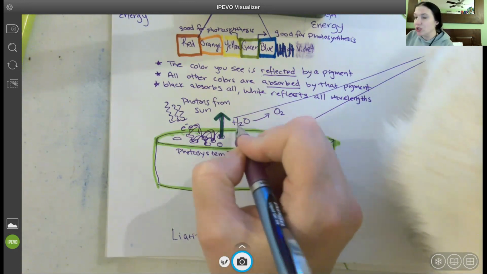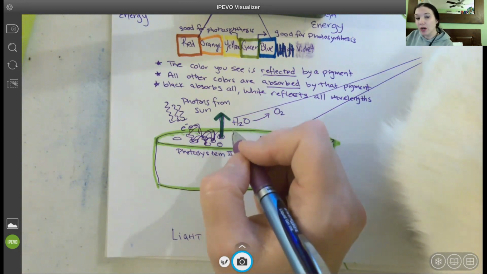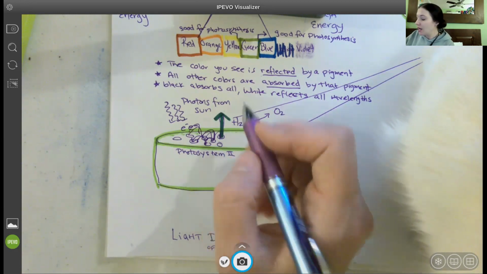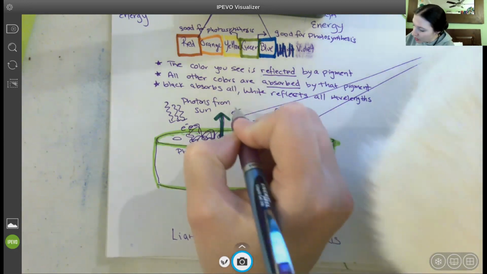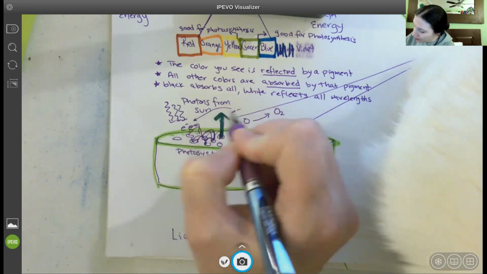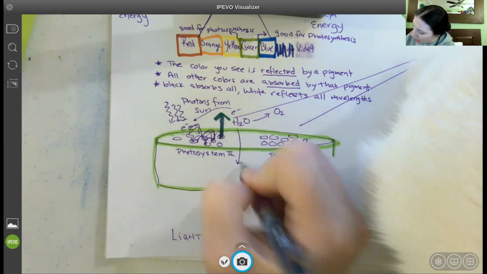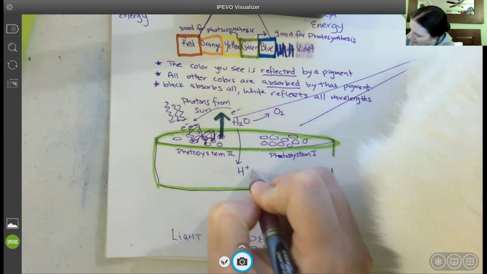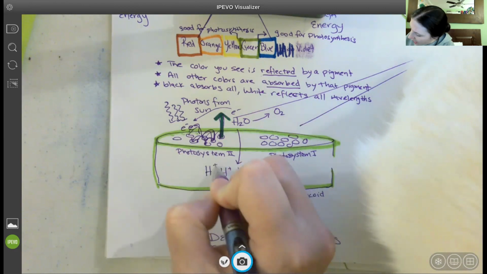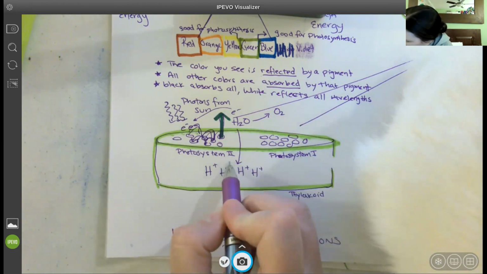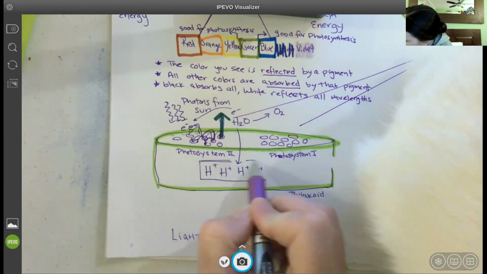Now you're left with hydrogens. Hydrogens are the smallest atoms. They have 1 electron and 1 proton, and that's it. And so the electrons are going to go back to replace these guys. And the protons, which are just H pluses, end up inside the thylakoid. So really, let's cut a little hole in this, so we're looking inside the thylakoid.